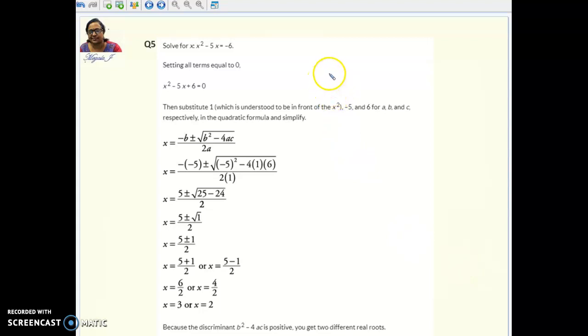Come to this problem 5. Solve for x: x squared minus 5x is equal to minus 6. Here it is nothing but the same thing. This is ax squared, bx, c, but c is on the other side, so bring it to the left hand side.